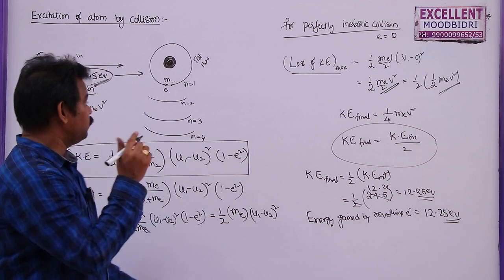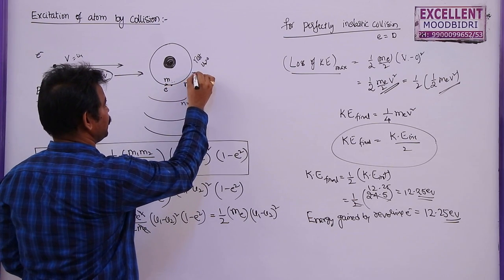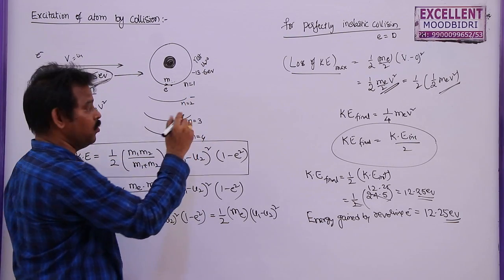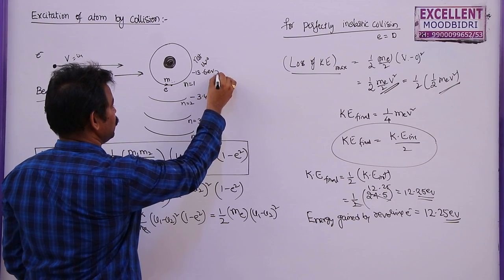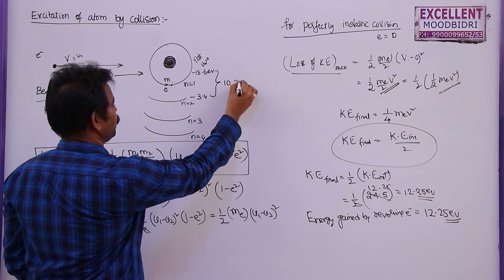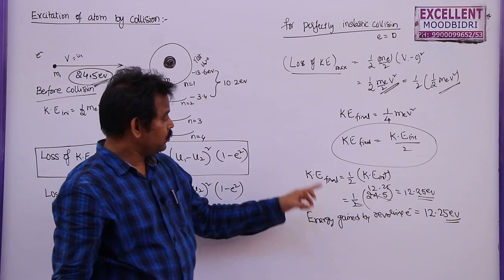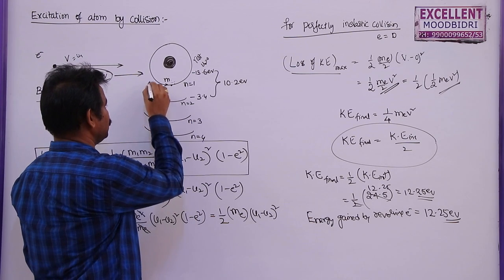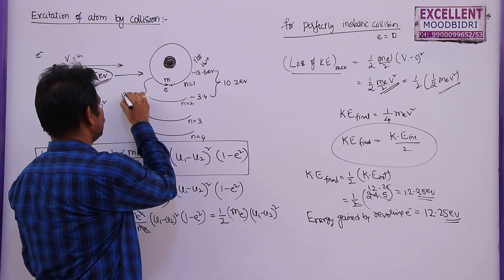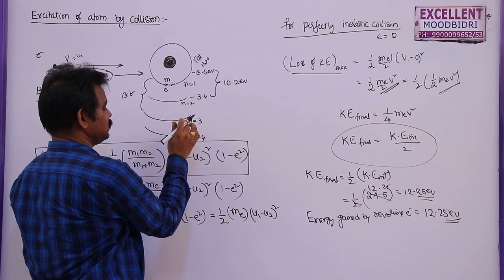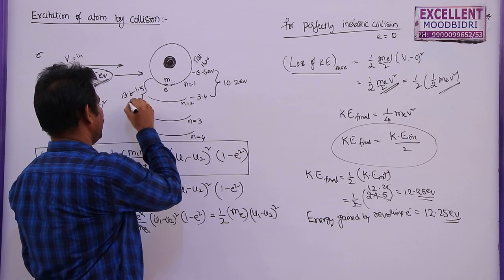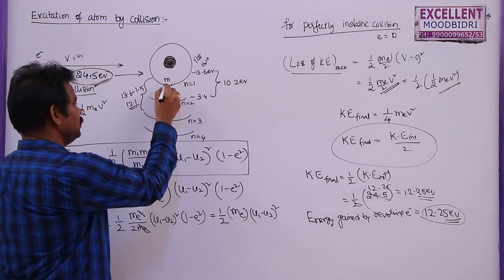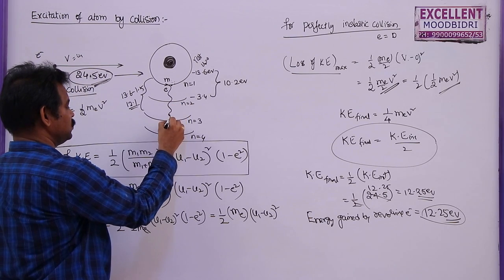Now we know that for this electron orbiting in the first orbit, the energy is 13.6 electron volts. Here, this energy will be 13.6 by 4, so this is 3.4. What is the energy difference between these two? 10.2 electron volts. When this electron gains this much energy, which orbit can it jump to? The energy difference between these two is 13.6 minus 13.6 by 9, which is 1.5, so this will be 12.1. This is more than 12.1. That means this electron can jump up to this third orbit here.